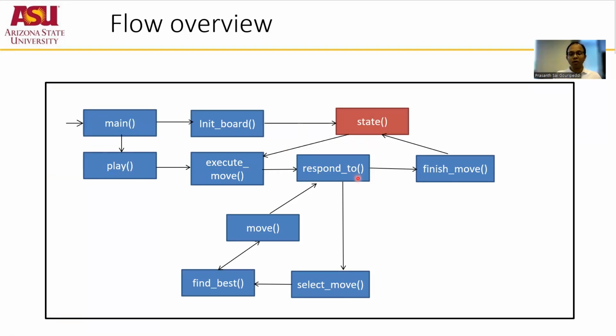So the first thing that respond to calls is something called select move. We will see further into what select move does in the following slides. Select move finds the best move that has to be done and commits that as the move and returns that to respond to. Respond to uses this to call finish move. Once the best move is identified, it calls finish move, which updates the new state of the board. And this again calls execute move. This loop continues until the game is over with a checkmate. So now let's dive into each of these functions and how you should understand them and go about implementing your code.